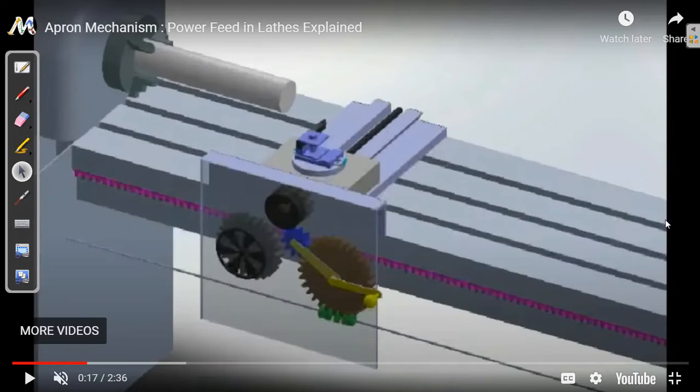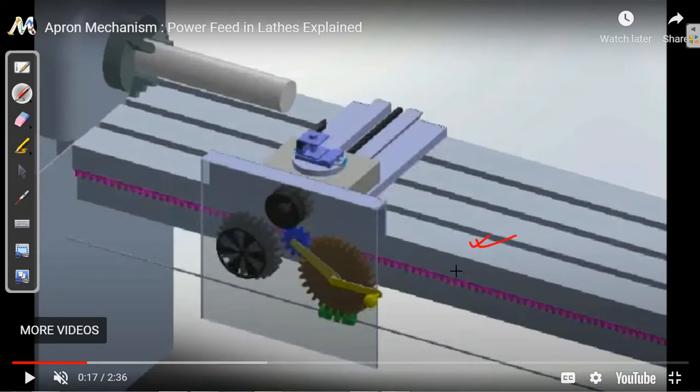So let us try to understand the apron mechanism. In this apron mechanism, as you can see, this is the lathe bed. Here you see this is particularly the gear which is connected with the lever, and on the other side it is connected with the lever too. By rotating this lever you can manually give motion to the carriage.